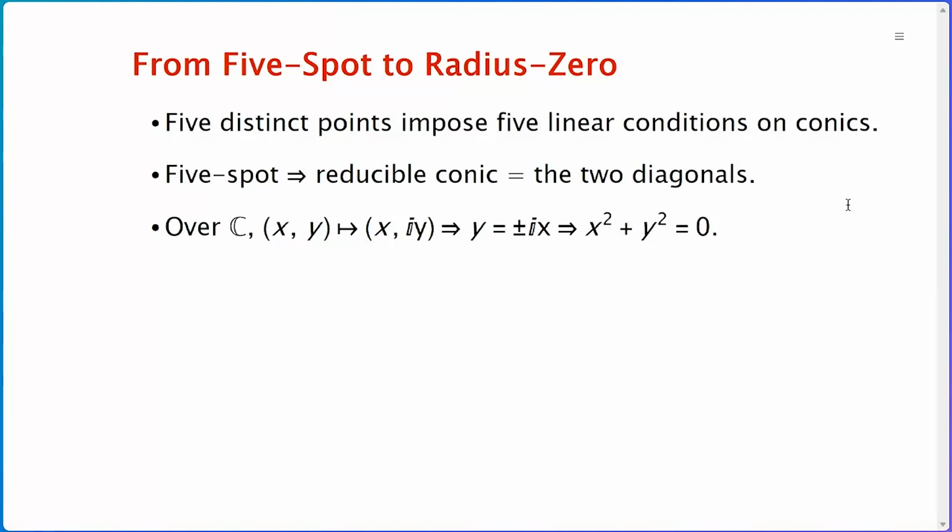The union of the two diagonals over C, the complex number plane. The linear change x, y maps to x, iy, since those lines become y equals plus or minus ix, which is the factorization of x squared plus y squared equals 0. That is the radius 0 circle.